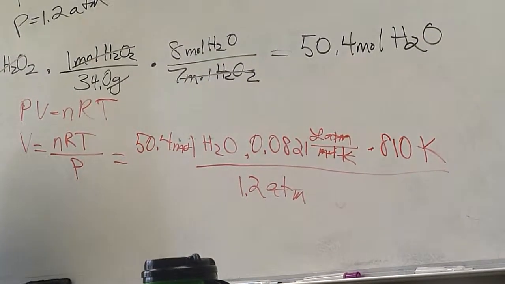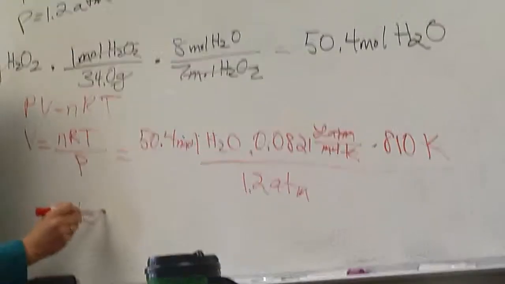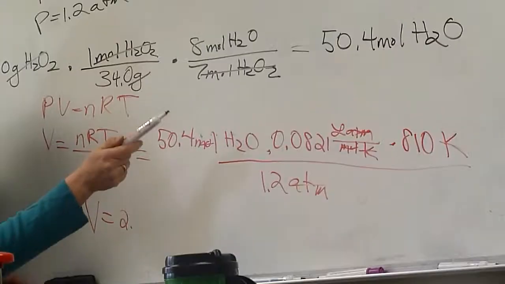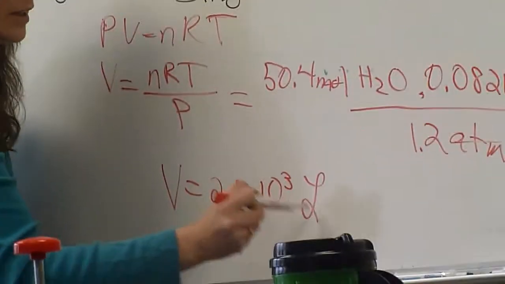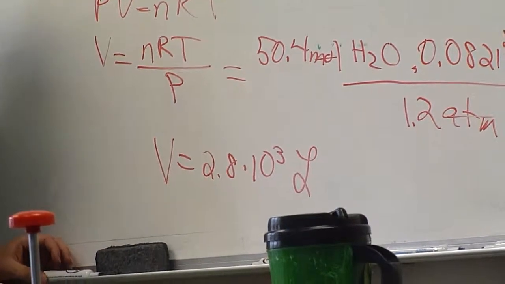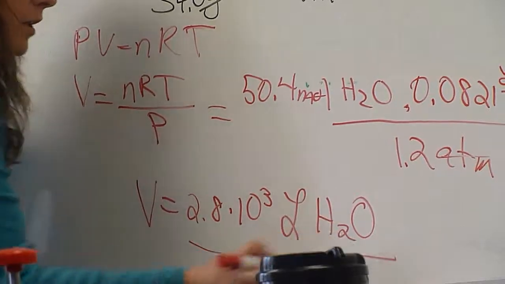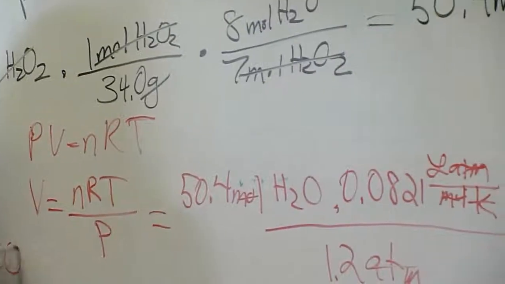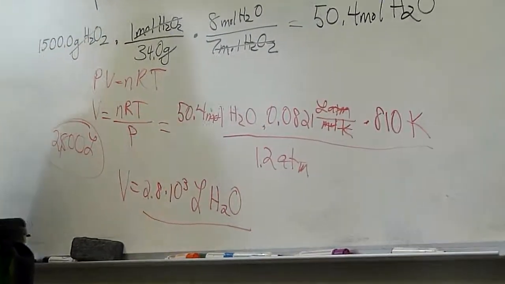So what's my unit that's left? Liters. So volume equals 2.8 times 10 to the third liters, two significant figures. 2.8 times 10 to the third liters of what? Of H2O, water vapor. Is that what I got? Yes. So 2,800 liters of water vapor.